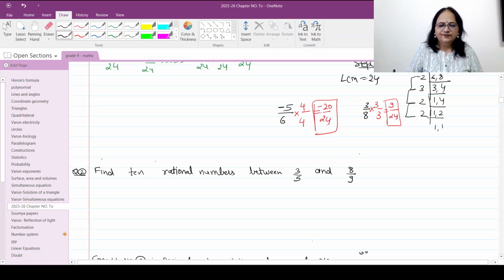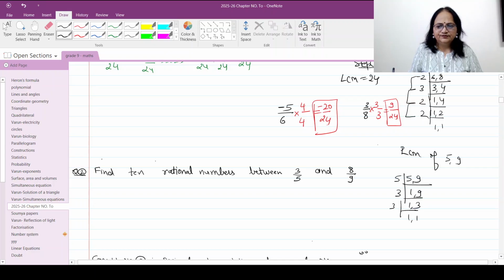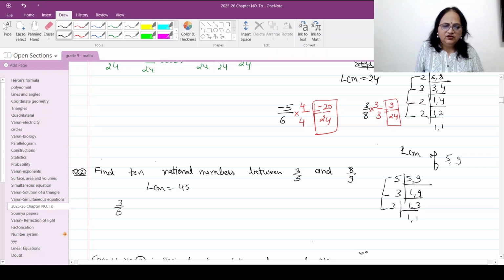Let's take one more question. 3 by 5 and 8 by 9. Again, take the LCM. Step 1, take the LCM. LCM of 5 and 9. दोनों प्राइम हैं तो 5 1 जा 5, 9. आप डायरेक्टली भी कर सकते हो, बहुत छोटा सा नंबर है ये. 45 is the LCM. Now I will make both the denominators equal to 45.